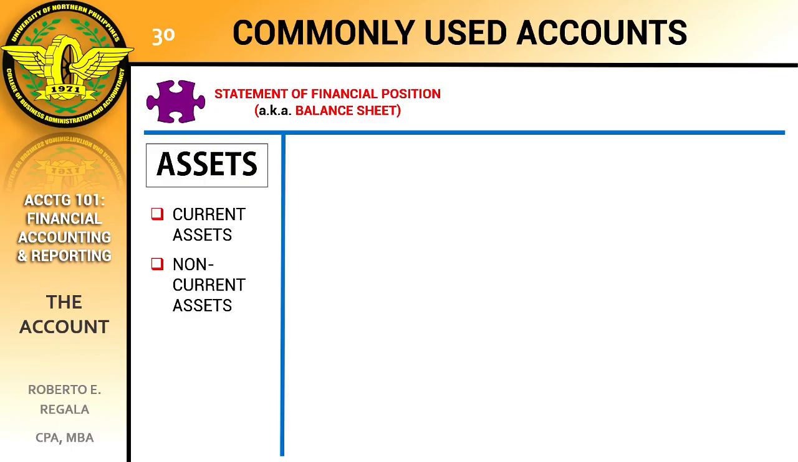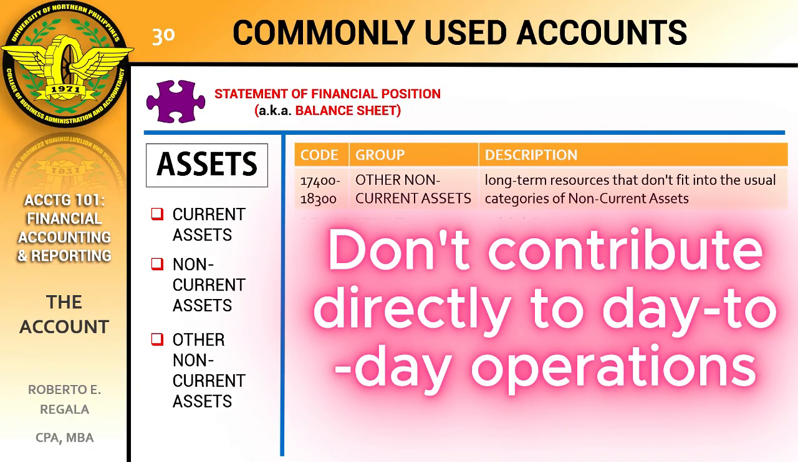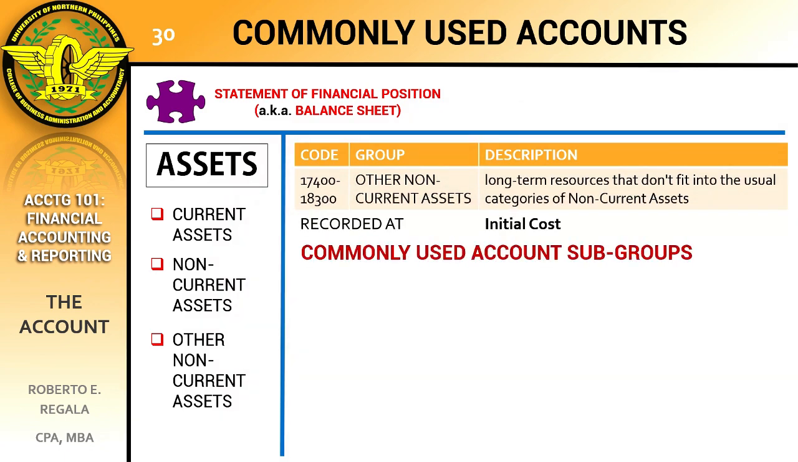The last class of accounts under assets are what is termed other non-current assets. Basically, these are the long-term resources that a company owns that don't fit into the usual categories of property, plant, and equipment, PP&E, intangible assets or long-term investments. Think of them as assets that will benefit the company for more than a year but don't contribute directly to day-to-day operations like traditional non-current assets. Here are some commonly used other non-current assets accounts.